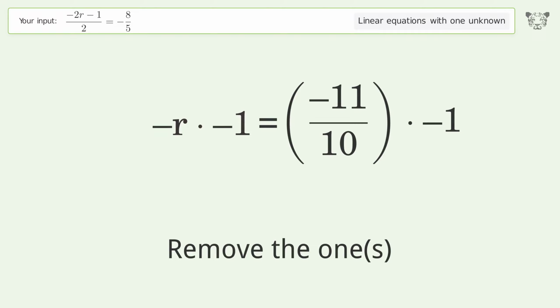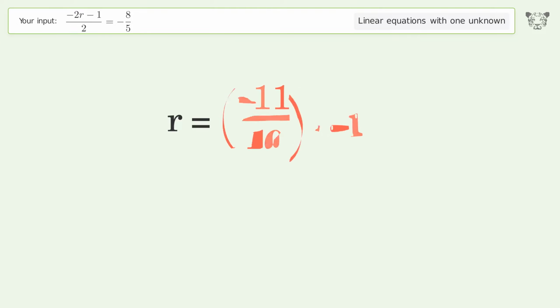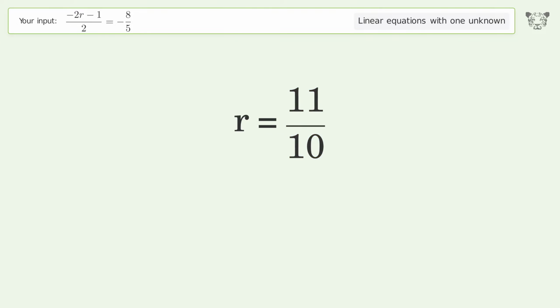Remove the ones. And so the final result is r equals 11/10.